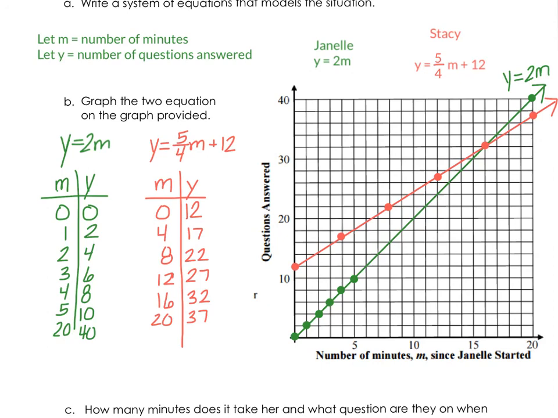And I'm going to throw a label on my other one. I'm going to label it down here just so that it doesn't get into the other equation, 5/4 m plus 12. Okay, now let's go answer some follow-up questions.